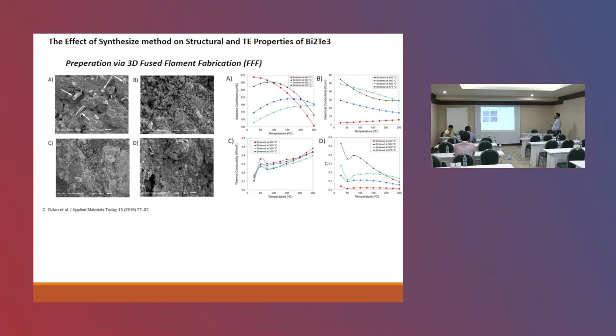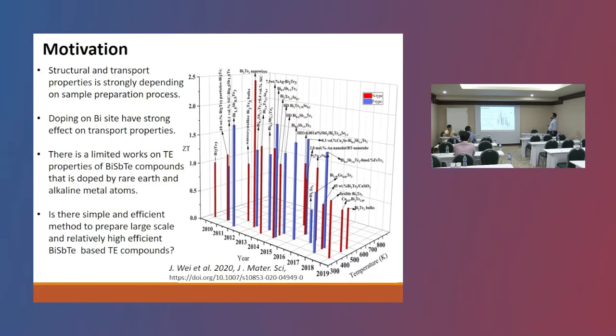The other paper that we published, as we see here, is the fabrication using the 3D printing method for the bismuth telluride materials. And then we checked the sintering effect on the materials. We achieved a ZT value of 0.6 for these 3D printed materials, and it's quite reasonable and comparable with bulk thermoelectrics. So what was our motivation for this study?